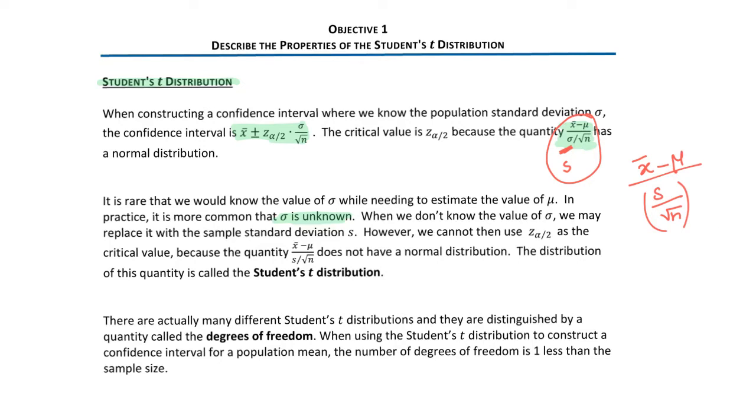Now we cannot use z alpha over 2 as the critical value because this quantity does not have a normal distribution. So the distribution of this quantity is called the student t distribution. There are many student t distributions and they are distinguished by the degrees of freedom. When using the student t distribution to construct a confidence interval for population mean, the number of degrees of freedom is 1 less than the sample size.